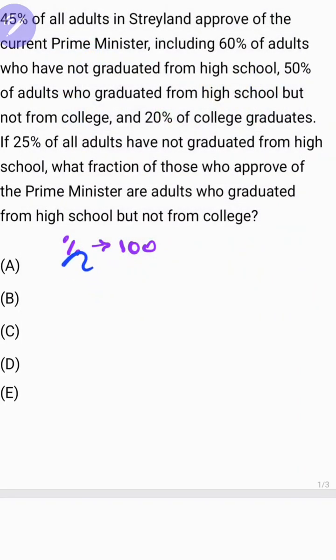Weighted average method is nothing but it uses the concept that the elements contribute to the final result as per their weight. So let's get back to the question.